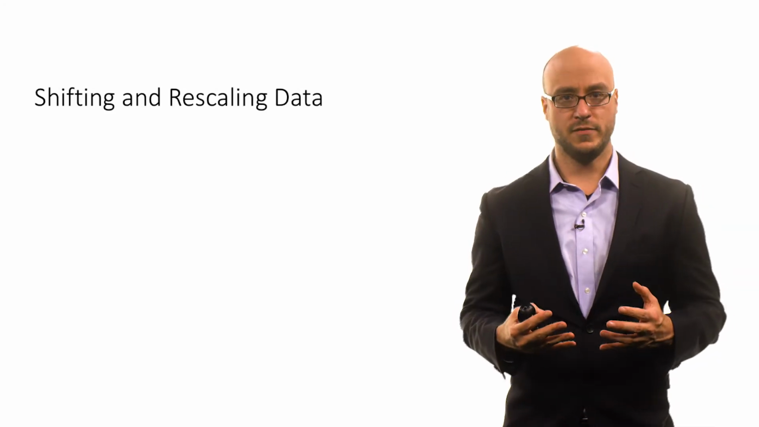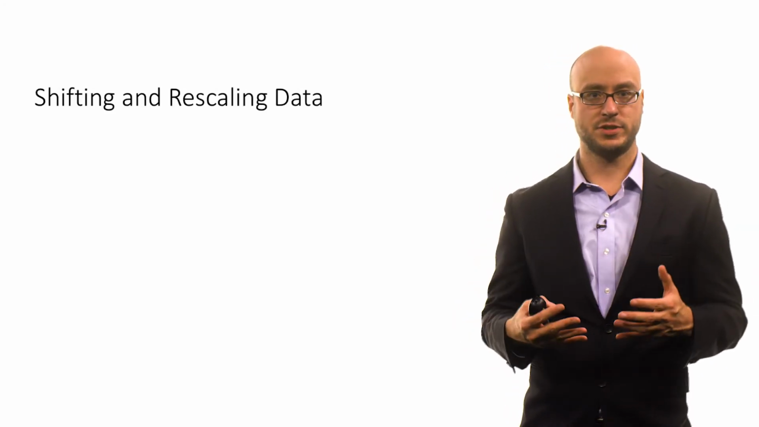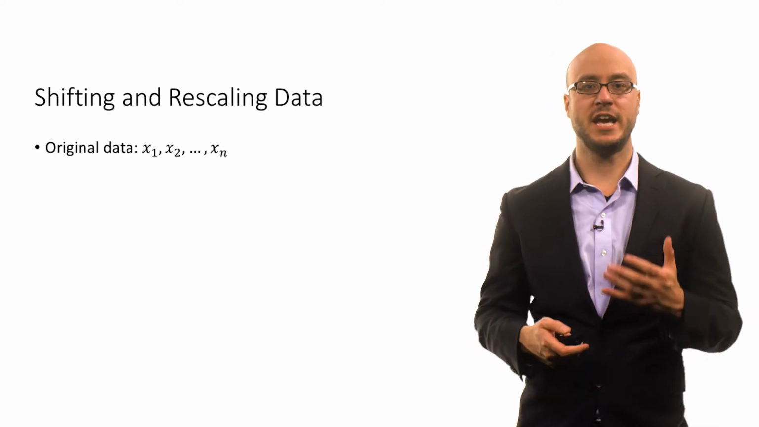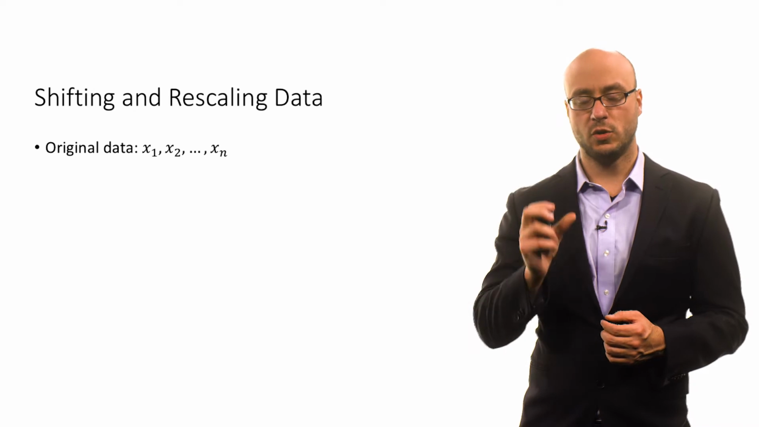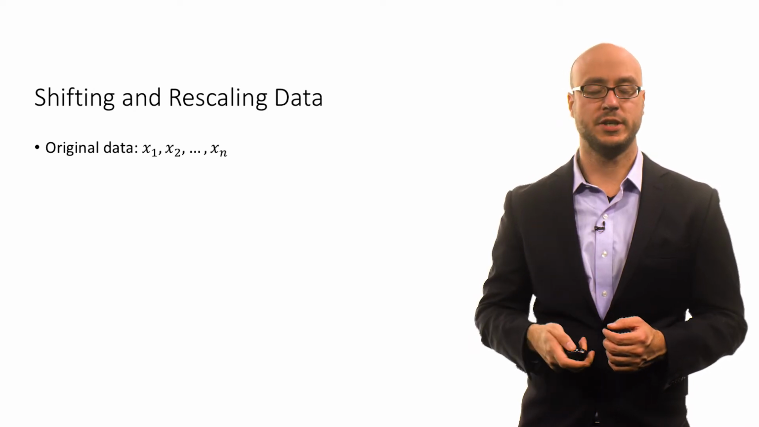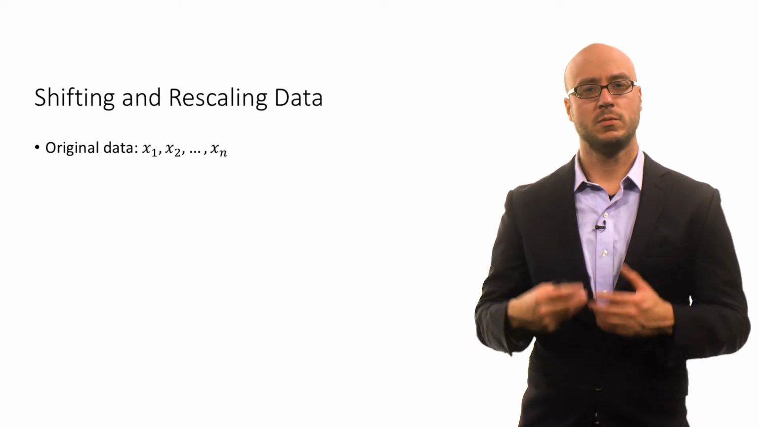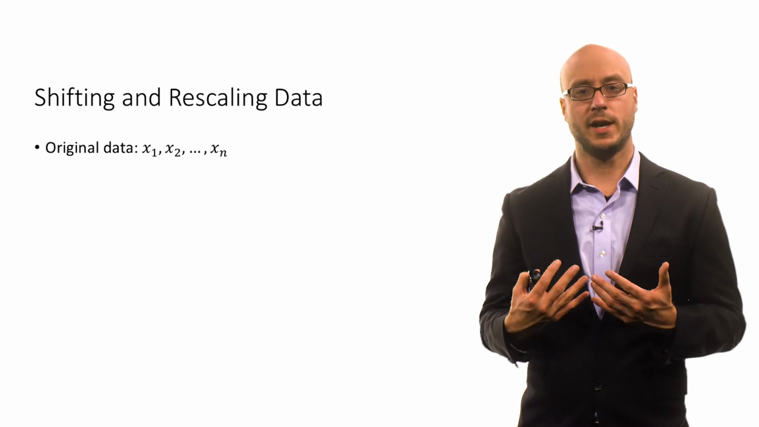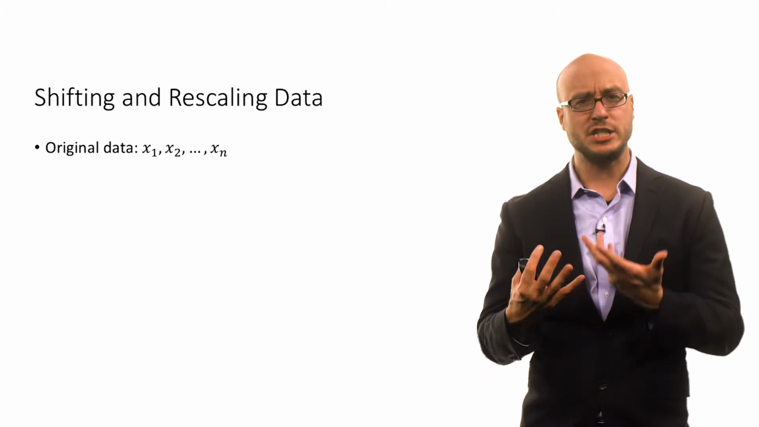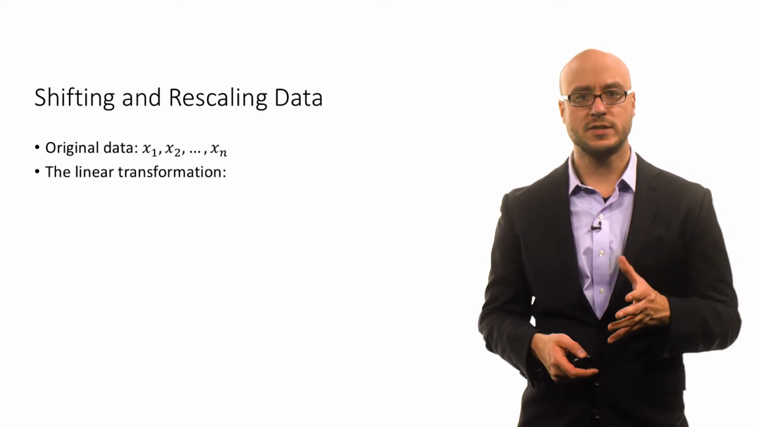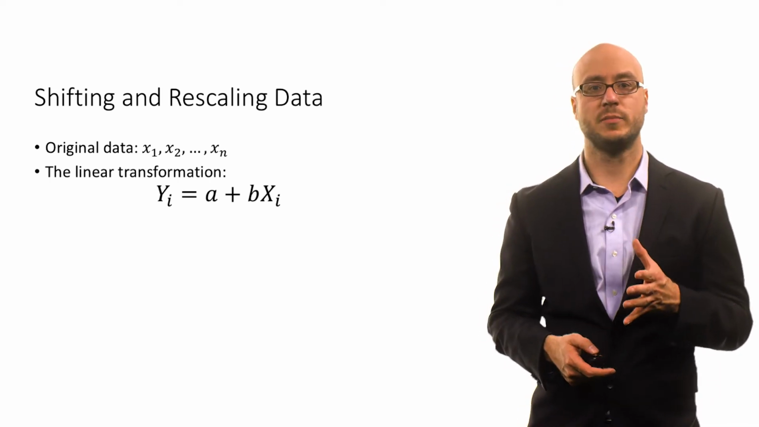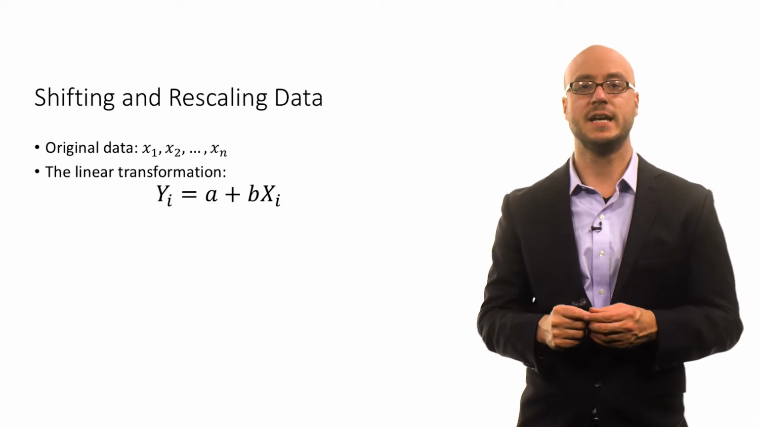Another topic we covered in the context of measures of association has to do with shifting and rescaling data. A limitation of covariance and correlation is that they are only useful and only apply to linear relationships. So one way to think about working with data, especially numerical data, is how we can shift and transform our data. The most basic transformation is what we call a linear transformation.